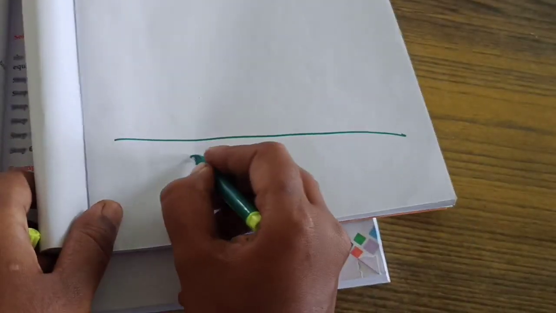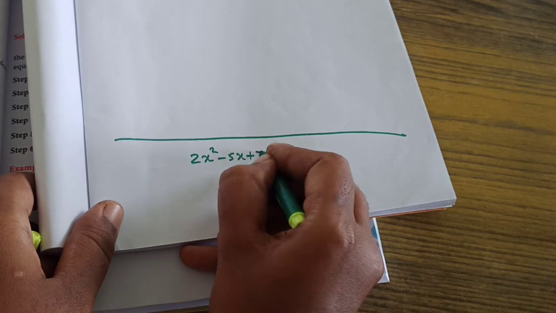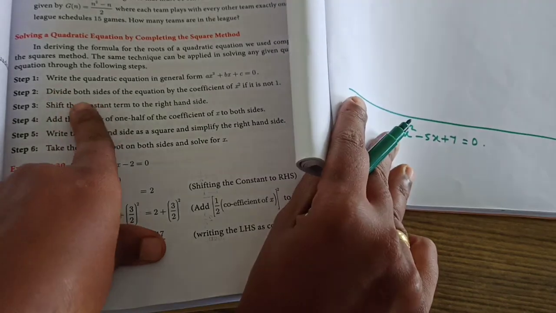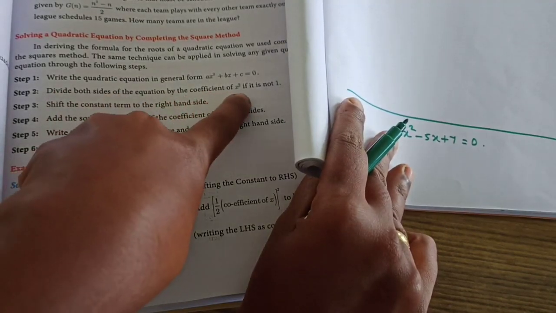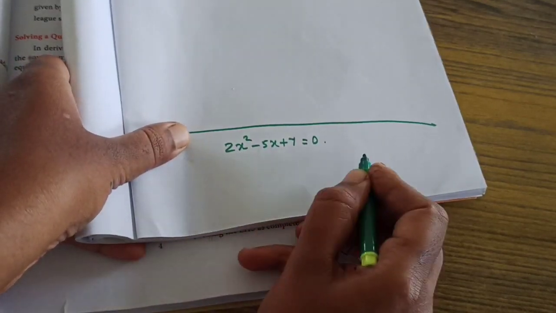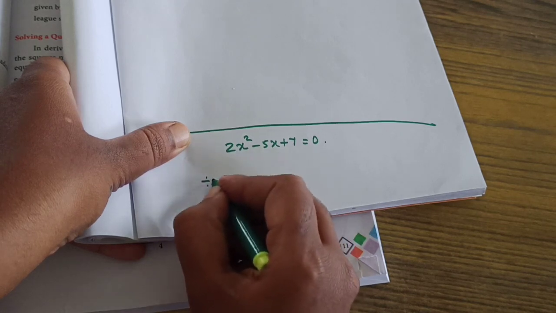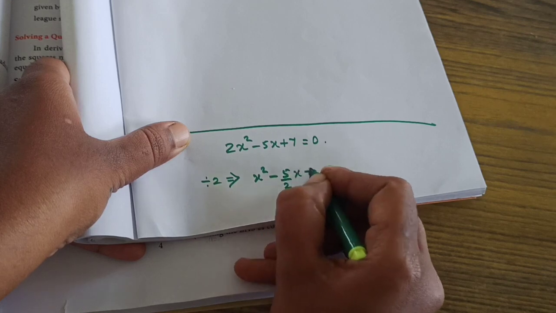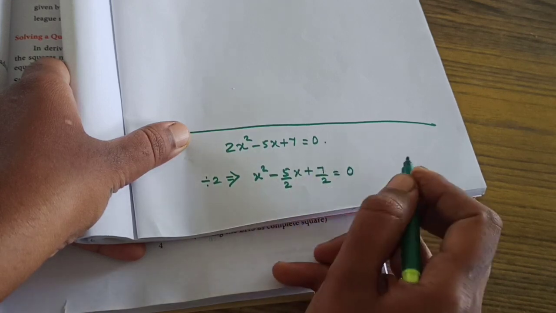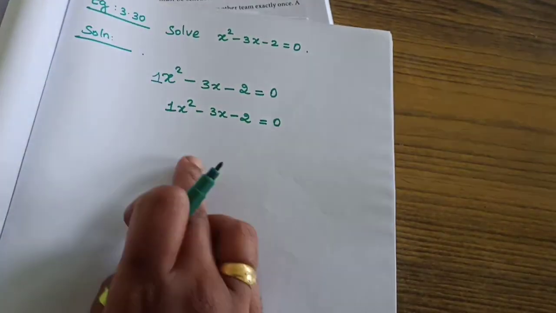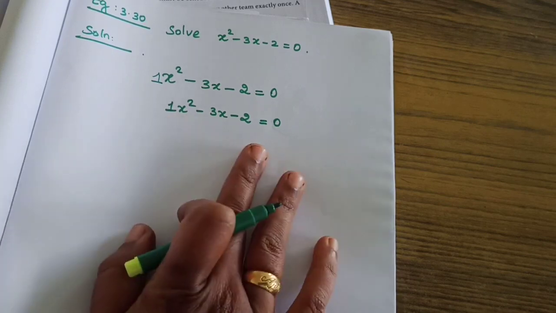Suppose I have given another quadratic equation: 2x square minus 5x plus 7 equal to 0. This is also a quadratic equation. For this one, what is the second step? Divide both sides of the equation by the coefficient of x square if it is not 1. Here the coefficient is not 1, so you should divide throughout by the coefficient. Divided by 2, both sides you need to divide. So x square minus 5 by 2 x plus 7 by 2 equal to 0 by 2, that is 0. In our book problem, example 3.30, the coefficient is 1 only. So no need to do anything.